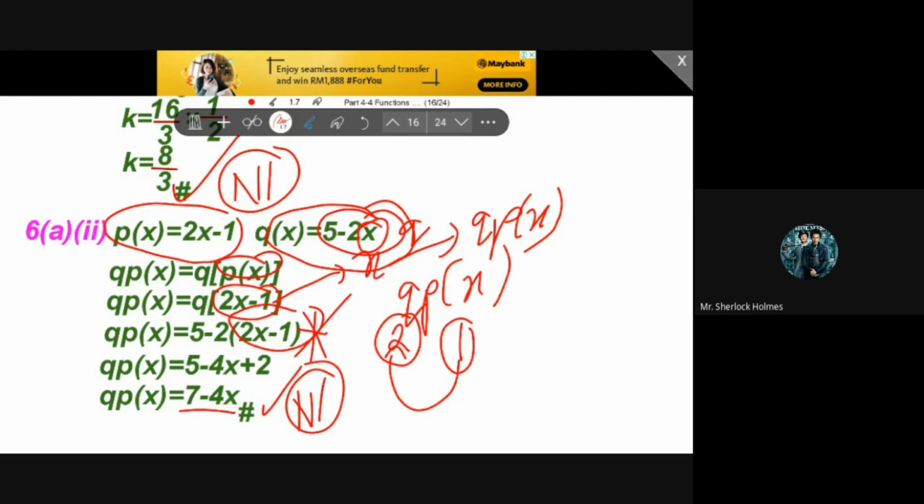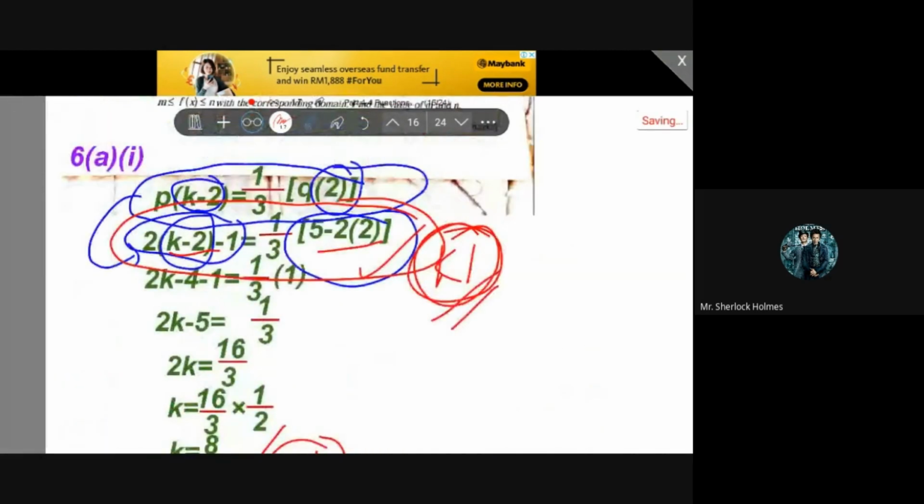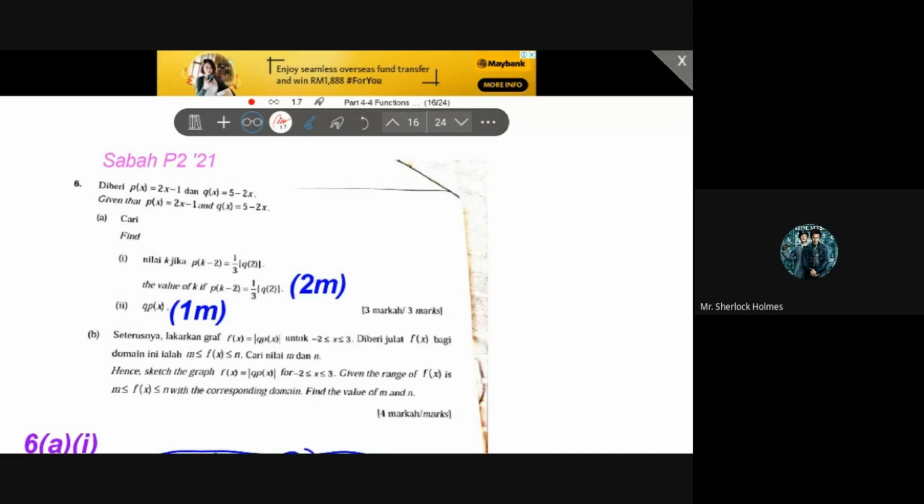Yeah, for this chapter, right? Yeah, that's why this is a revision for you lah. So this is the question for sketching graph. Okay, so they say sketch graph for QPX. So just now you found QPX here, right?